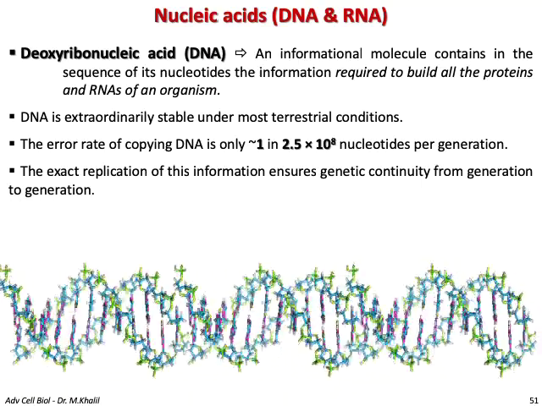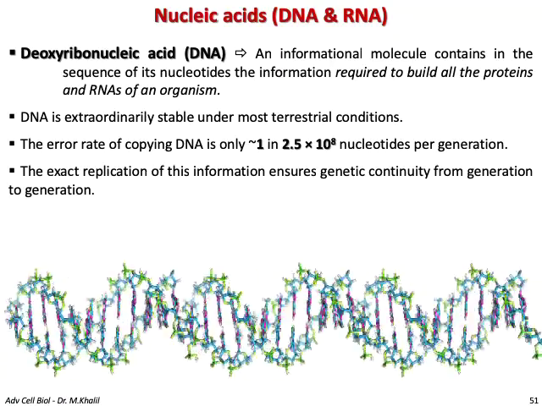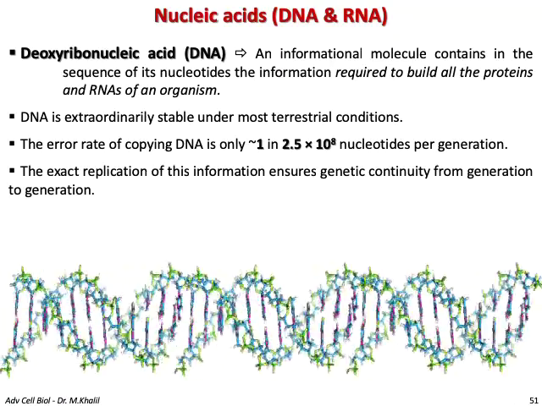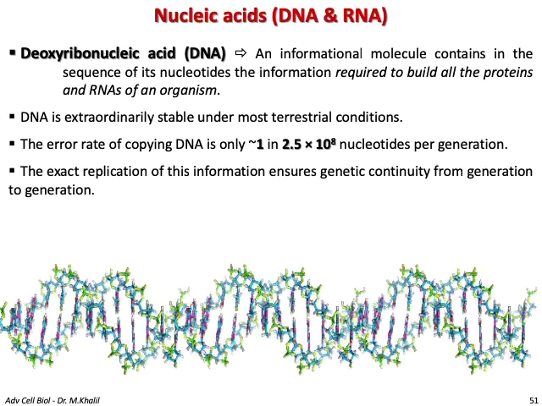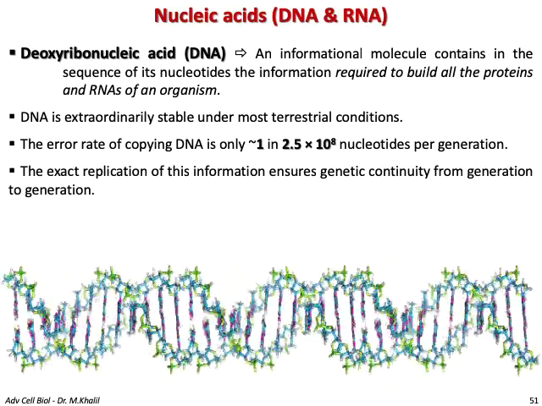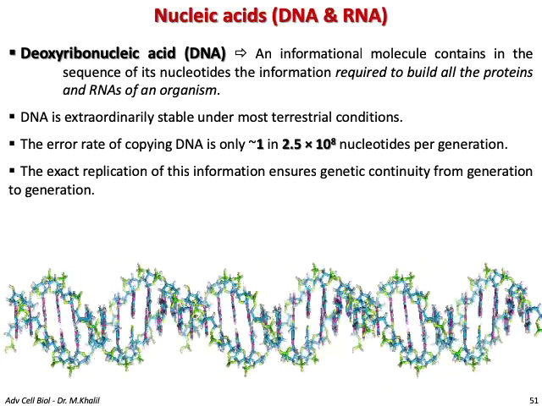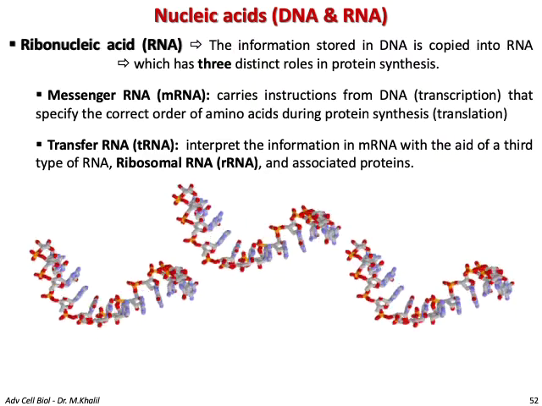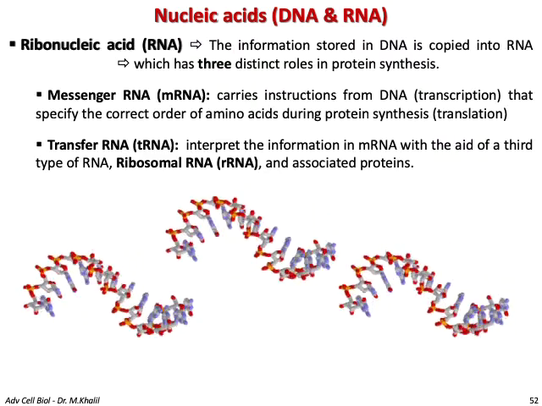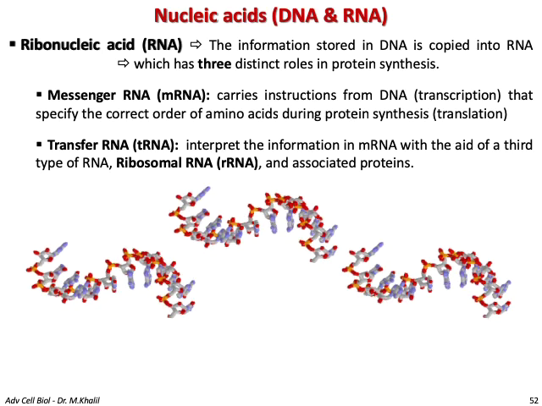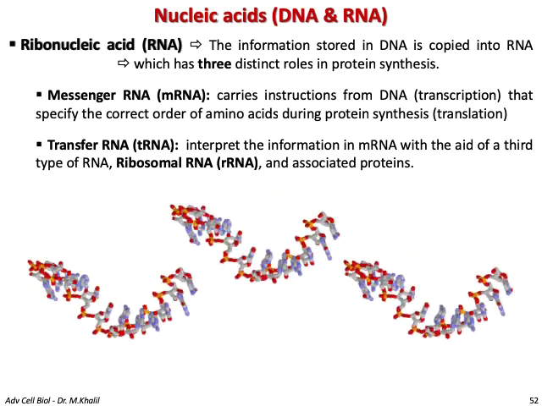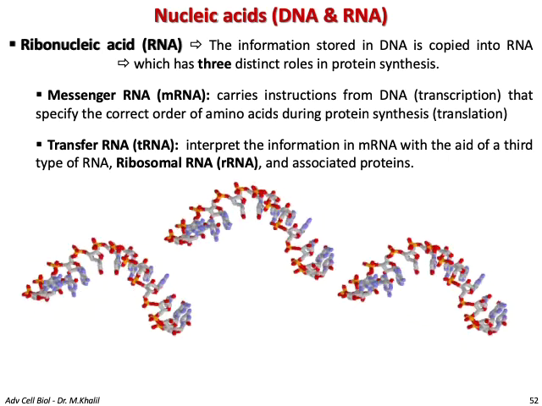The DNA is a very long linear molecule containing the information, and it's extraordinarily stable under terrestrial conditions. The error rate of copying of DNA is around 1 to 2.5 times 10 to the power of minus 8 per nucleotide per generation. The replication of DNA ensures the continuity from generation to generation. If you look at RNA, there are three types: messenger RNA, transfer RNA, or ribosomal RNA, and of course you know the function of each of them.